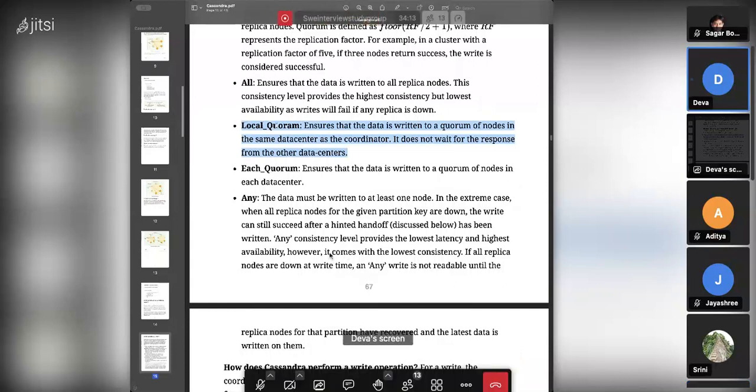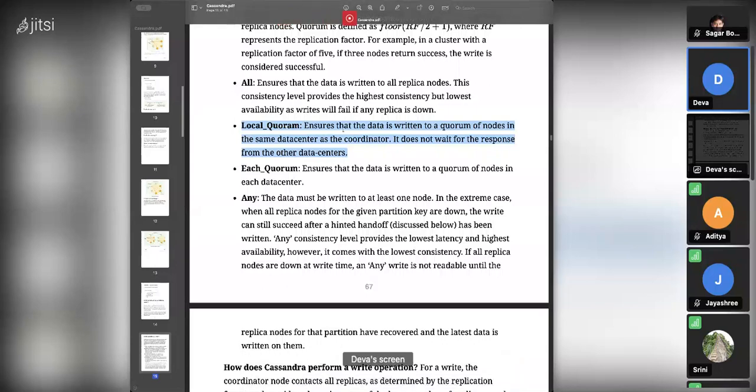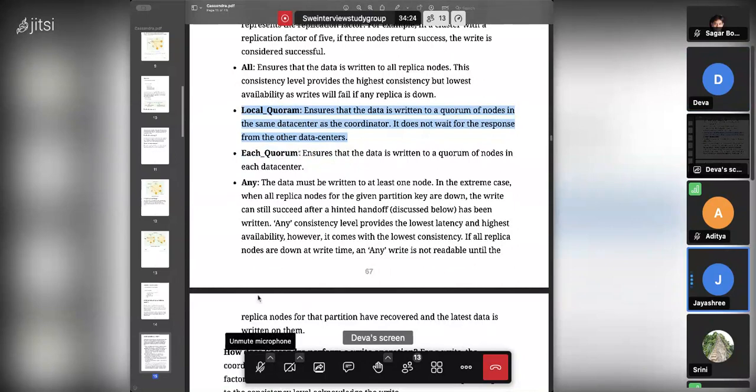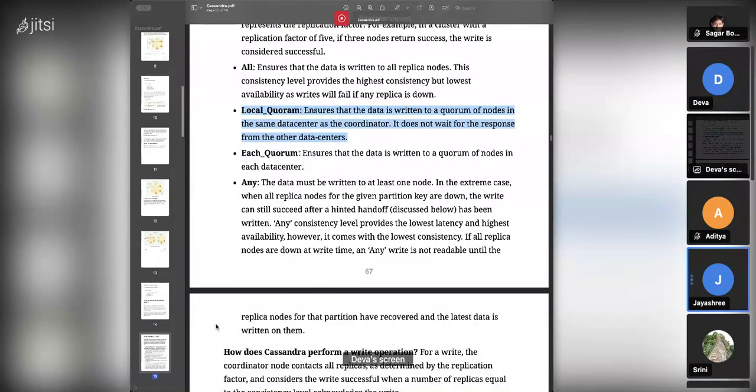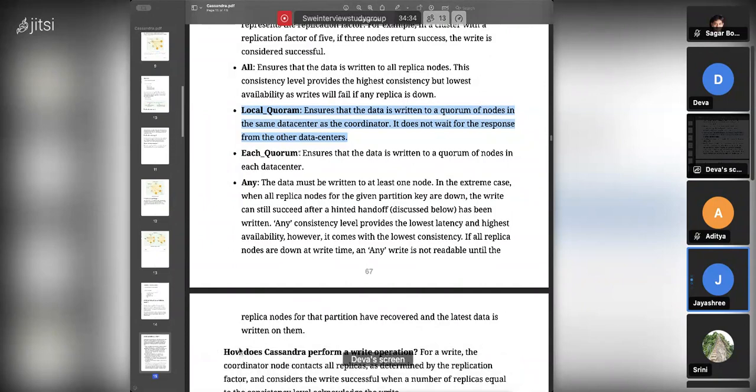Since it says local quorum is applicable to that particular data center, I think by default it's simple, right? No, it is with multiple data centers, but it does not wait for other data centers' response. It is dependent on the local data center response. That's what I understand. So it is on network topology, but it looks at the local data center response.